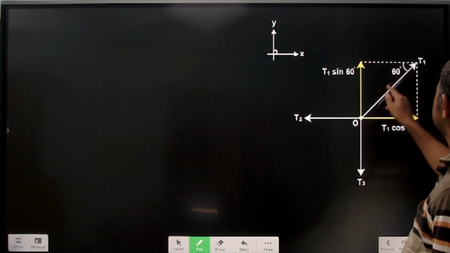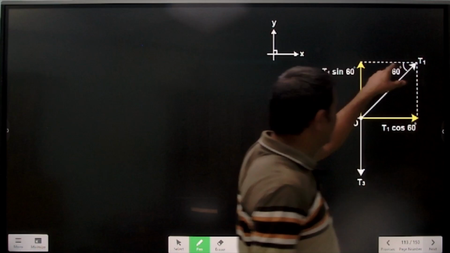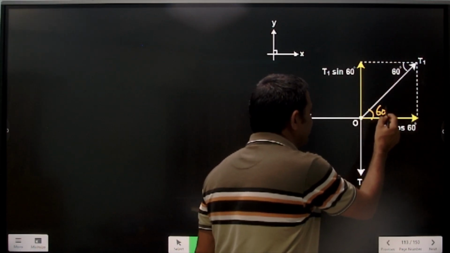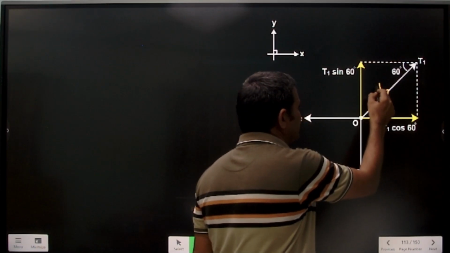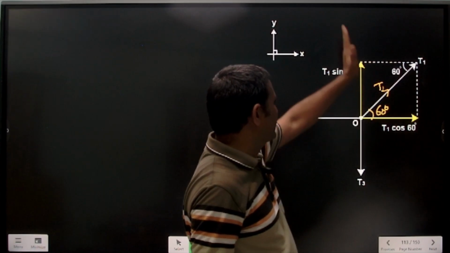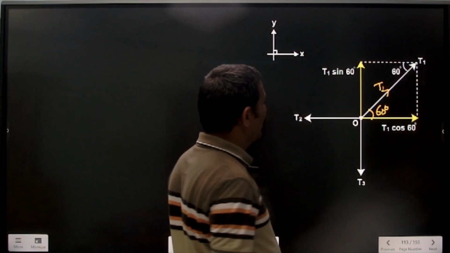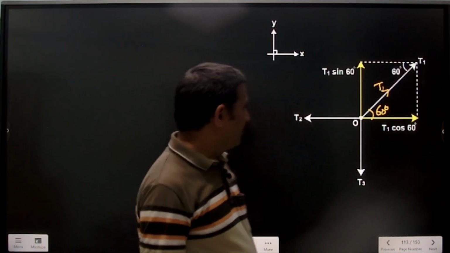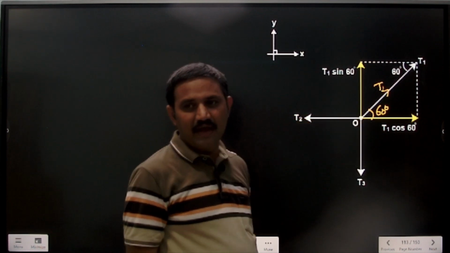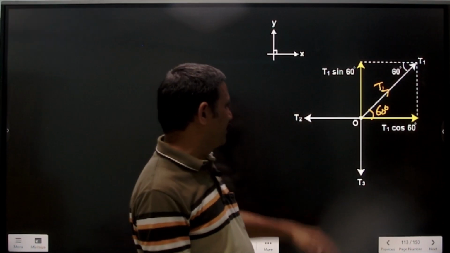So resolve this tension T1. This angle is given as 60 degree in the question. If that angle is 60 and this angle is also 60 degree, now resolve this tension: T1 cos 60 in this direction, T1 sin 60 in this direction, and here that is the T3 and this is the T2. Now equate all forces. Positive direction, net force acting along the x direction is equal to 0, and similarly net force acting along the y direction is also 0.